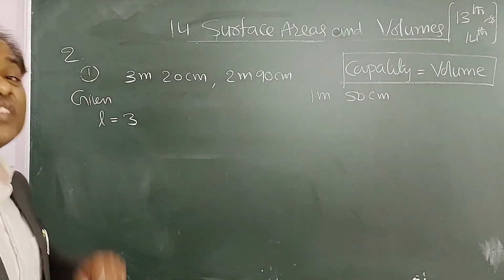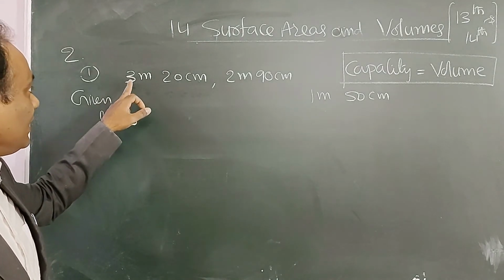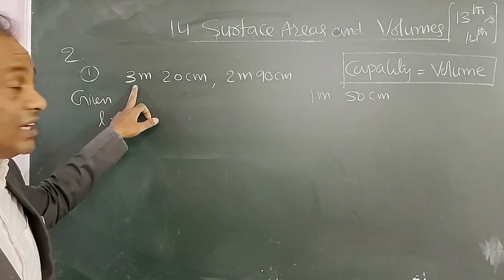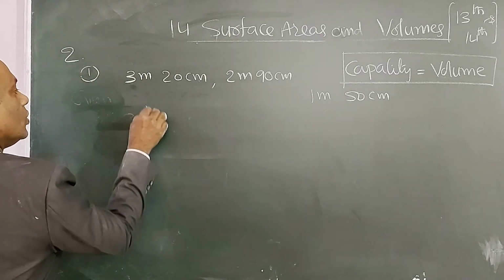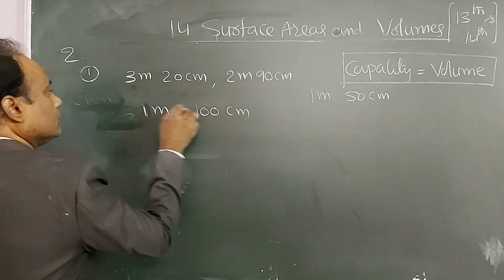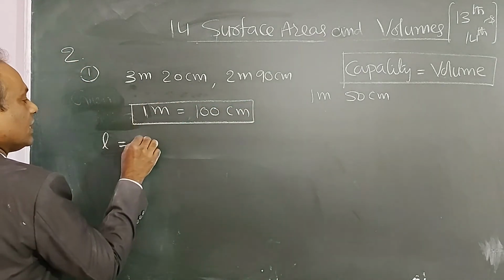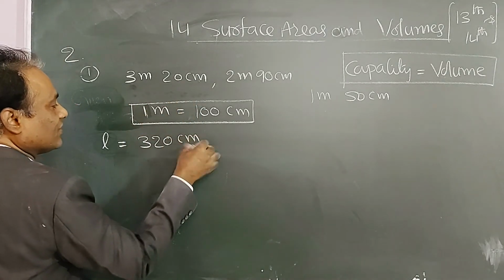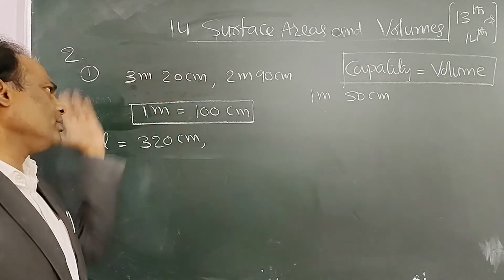Suppose if you change it into centimeters, 3 meters means each meter is 100 centimeters. 1 meter is equal to 100 centimeters. So 3 meters is 300 centimeters. So length is 3 meters 20 centimeters means 300 plus 20, 320 centimeters. Directly I wrote in centimeters.